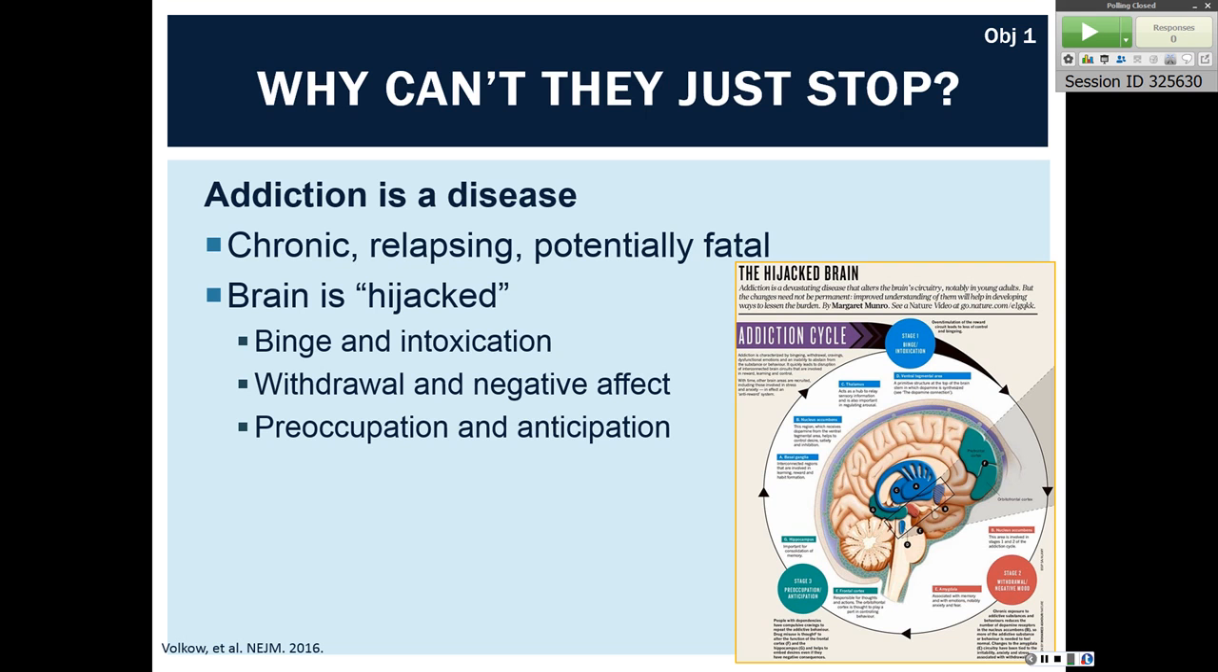So it really parallels other types of chronic illnesses. In addiction, the brain is hijacked. In diabetes, let's call it the pancreas is hijacked. Okay? So the organ is hijacked, and it's messing up. It's not doing the thing that it's supposed to be doing. So there are 3 stages to that hijacked part of the brain in addiction. The first is binge and intoxication.